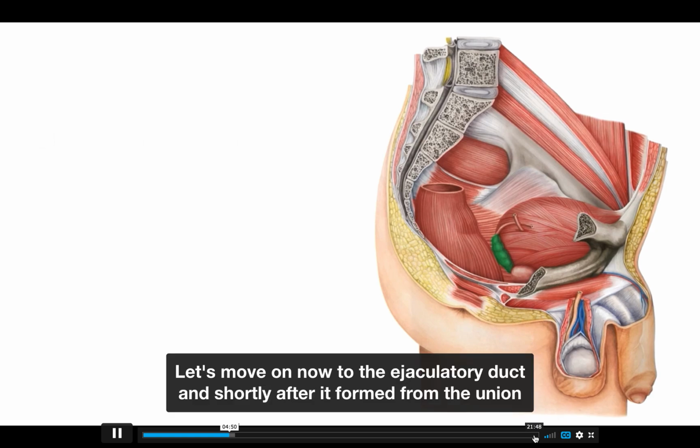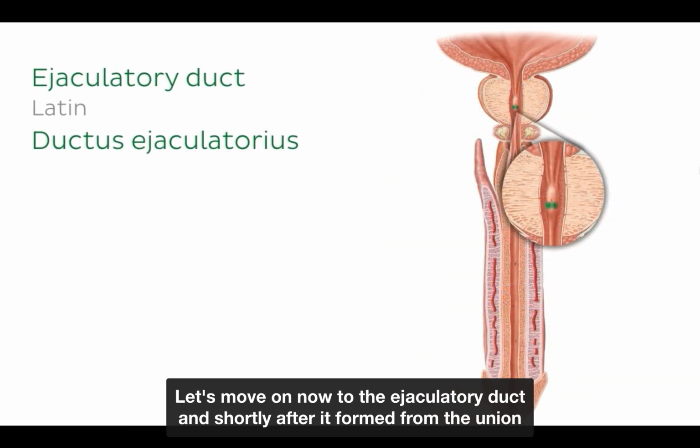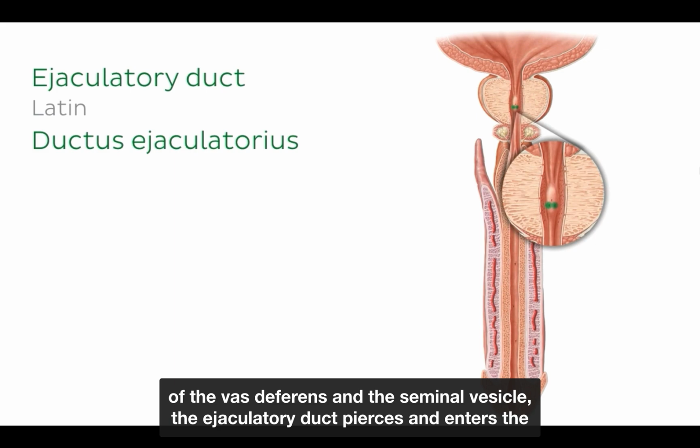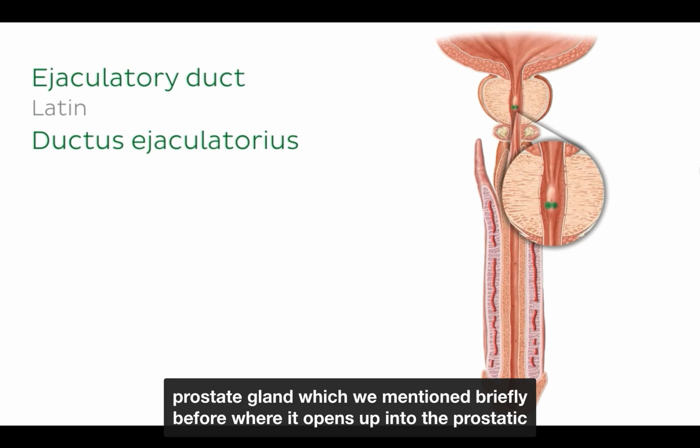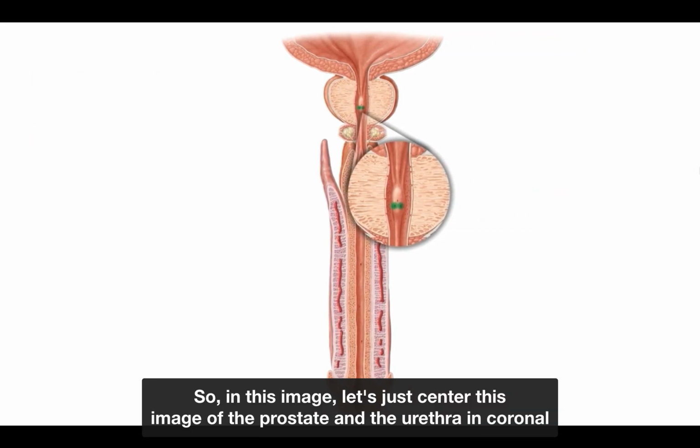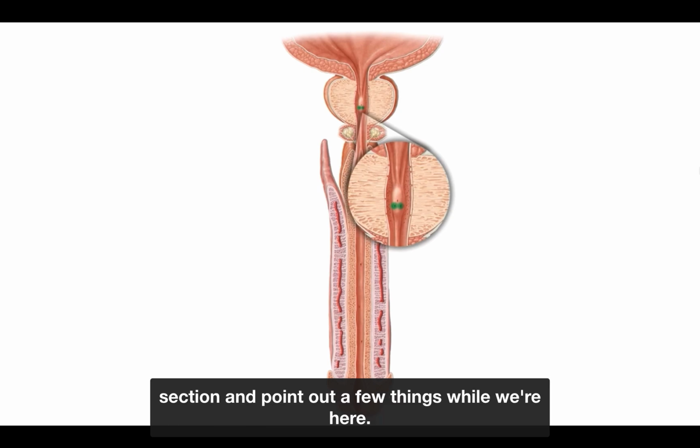Let's move on now to the ejaculatory duct. Shortly after it's formed from the union of the vas deferens and the seminal vesicle, the ejaculatory duct pierces and enters the prostate gland, which we mentioned briefly before, where it opens up into the prostatic part of the urethra. So in this image, let's center this image of the prostate and the urethra in coronal section and point out a few things while we're here.